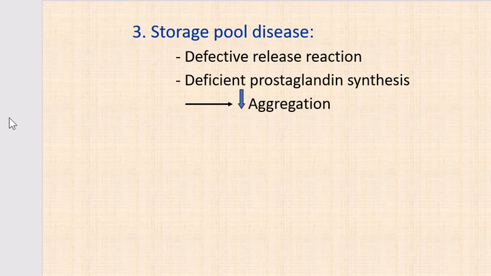And a third condition in this group is the storage pool disease. In storage pool disease, there is defective release reaction, there is deficient prostaglandin synthesis, which leads to decreased aggregation of platelets and defective platelet plug formation, which leads to abnormal excessive bleeding.